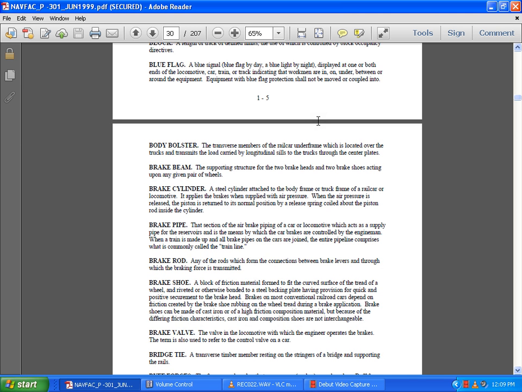A brake shoe, a block of friction material fit to the curved surface of the tread of a wheel, that is riveted or otherwise bonded and sealed in back plating and having provisions for quick and positive securement of the brake head.